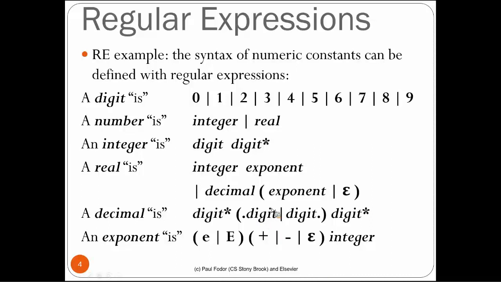If you write only 0.56, it can be recognized as a real number, and so on. And an exponent is just lowercase or uppercase e, followed by either plus or minus or nothing, which means also a positive integer. So this is actually the definition that we are also going to use several times for defining tokens for integers or real numbers. It's a very powerful way to define tokens, which represent real numbers.